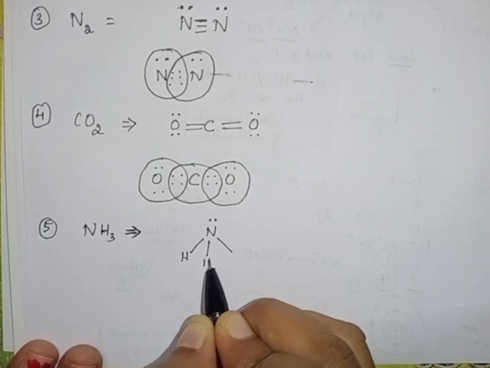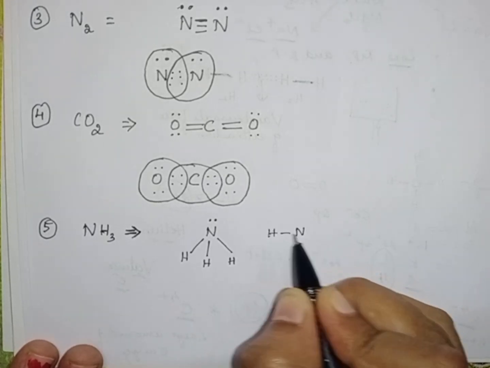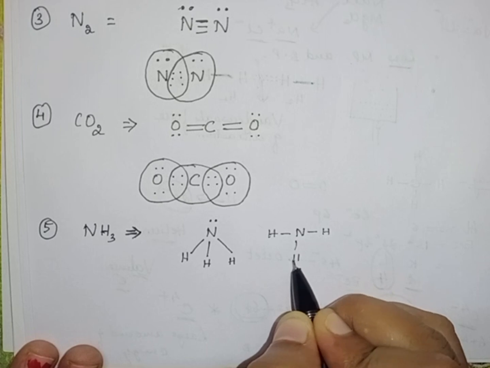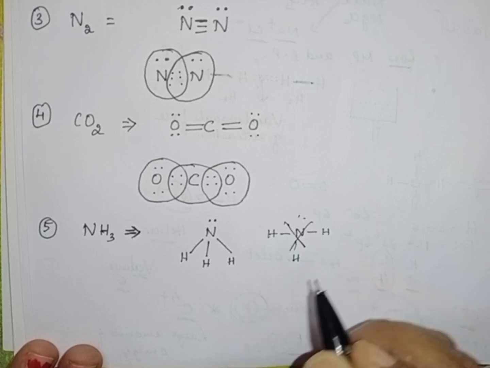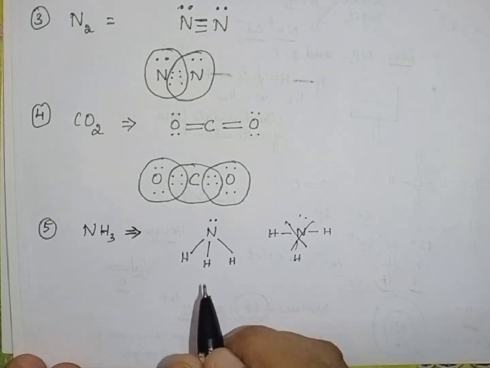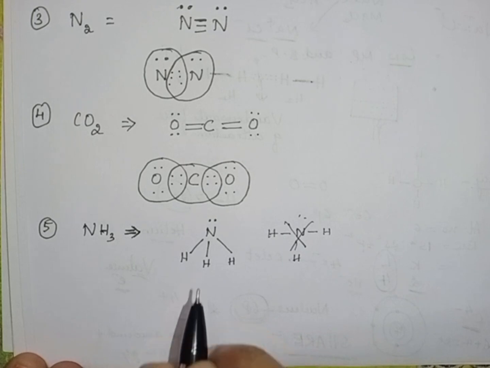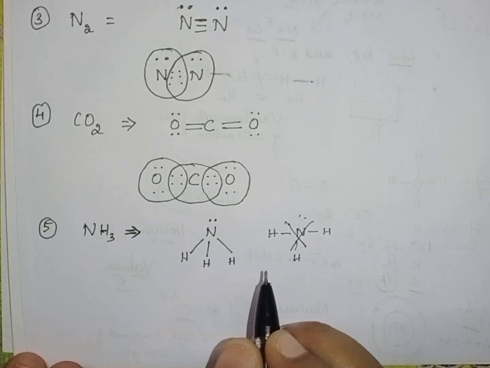1 2 3. Why have I written ammonia like this, not like this? Because in higher classes you will study that this is not the structure. This is the structure. It will have a pyramidal structure. You will study in class 11. You write like this. You remember, ammonia has a pyramidal structure. Common examples only they will ask in class 10.